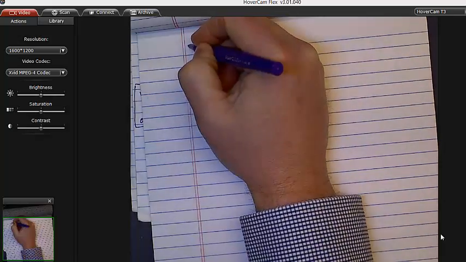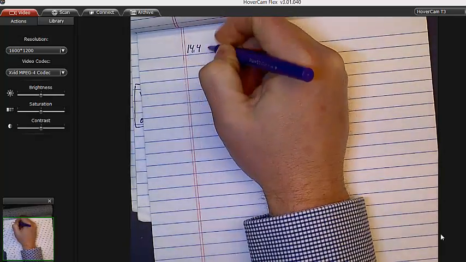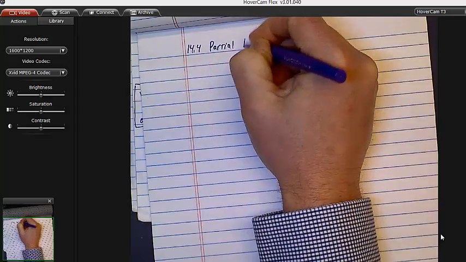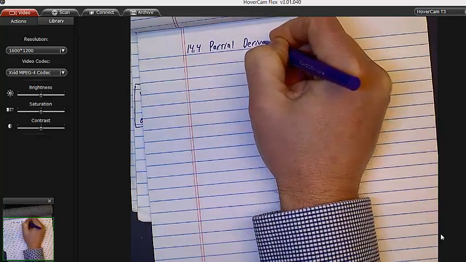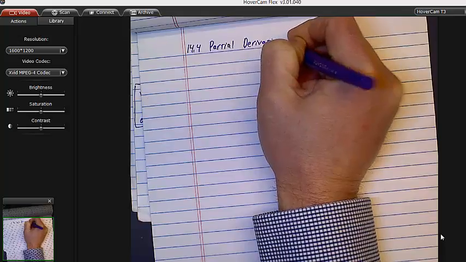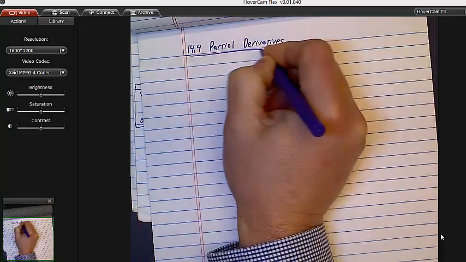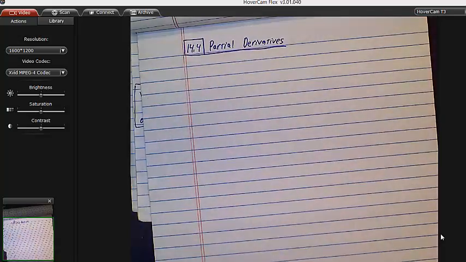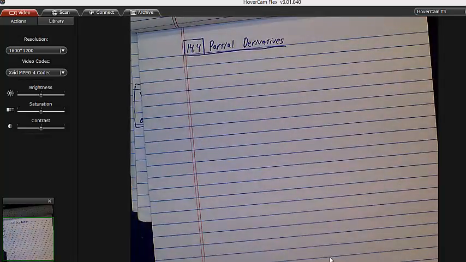Today we're in chapter 14 now, right? And so this is 14.4, and the section is called partial derivatives. So this is different. And why is it different? I want to go to your book.